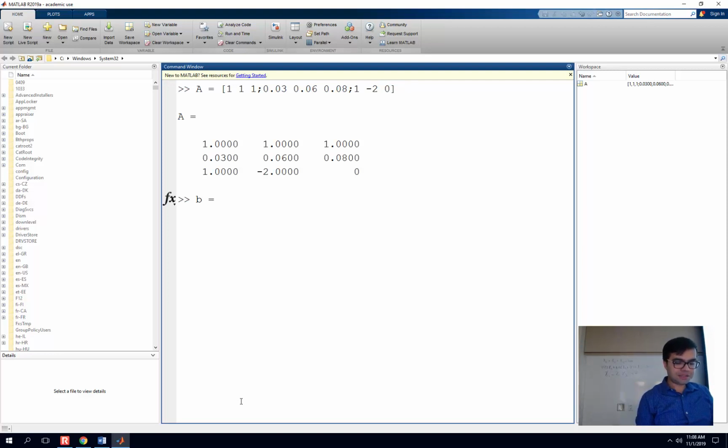My B is equal to 1,000, 53, and 0. And then I have a prime for this because we want it to be vertical. A backslash B, 450 from the first bank, 225 from the second bank, and 325 from the third bank.